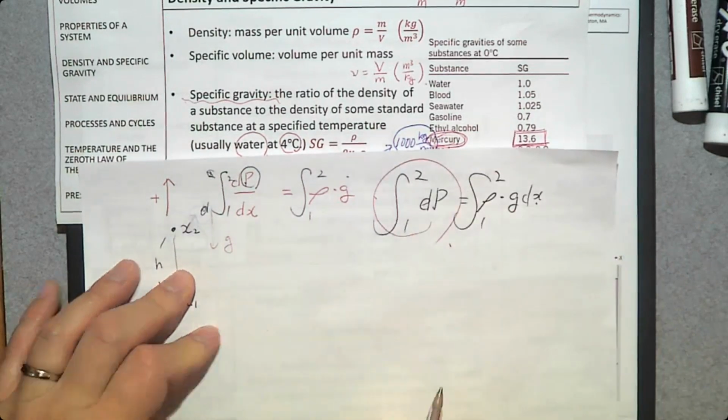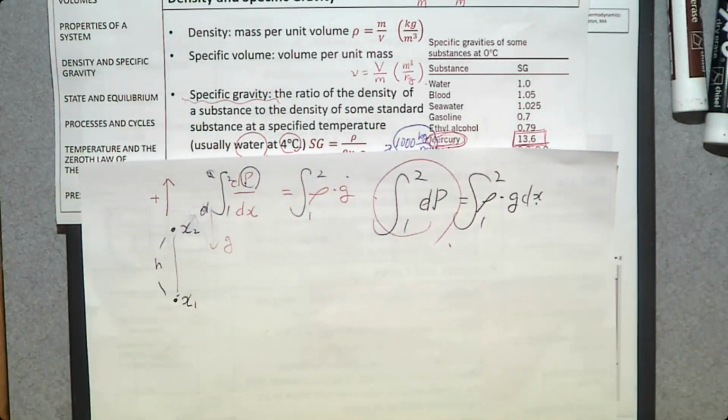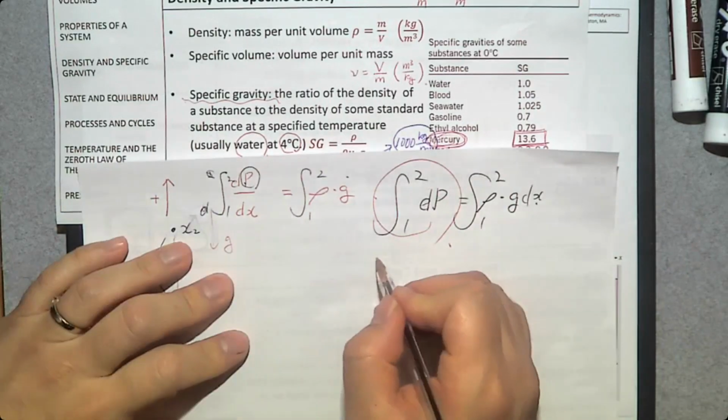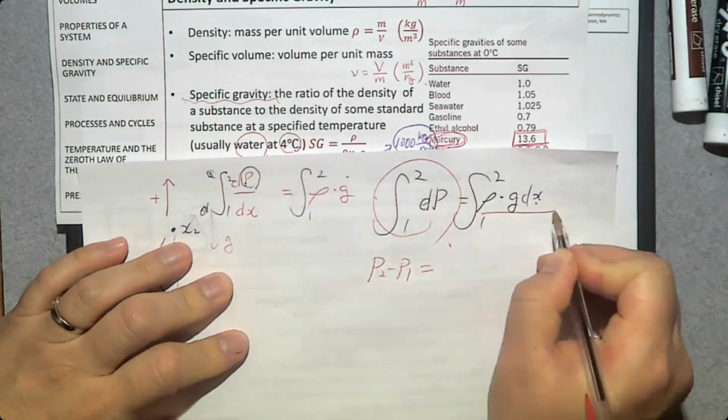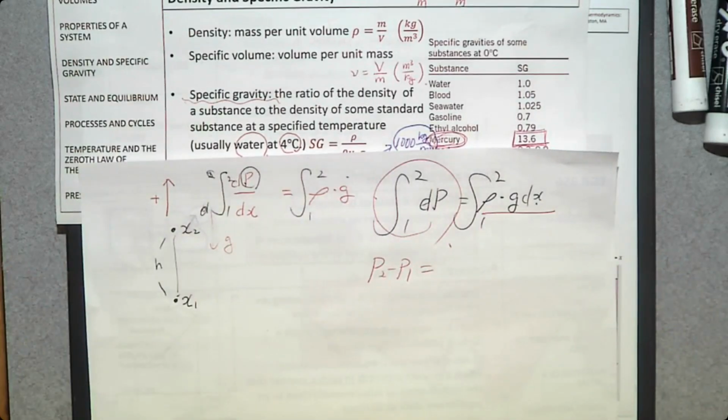Do you remember how to integrate this one? Yes, it's simple: P2 minus P1. What about here? It depends on the density and on gravity. If you assume that density is constant, is gravity constant? Yes, unless you go to the moon or Mars. If you stick to the Earth, gravity is constant. When you have constants inside the integration, you just take them out.